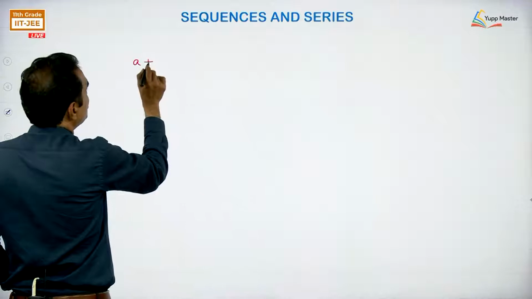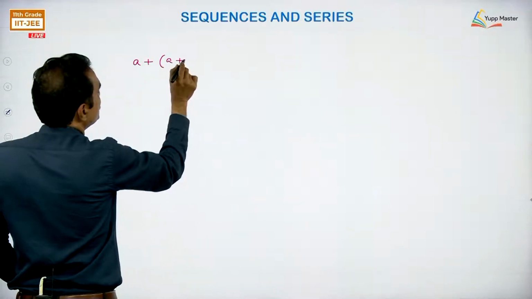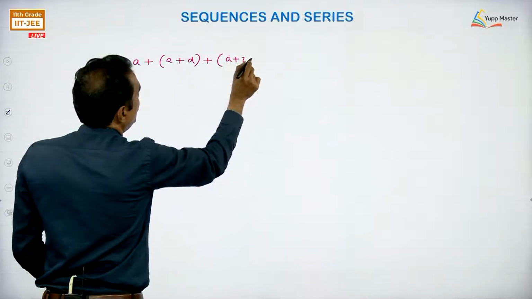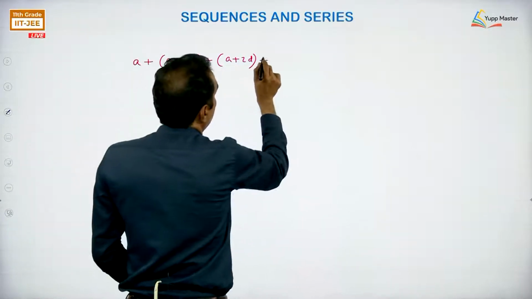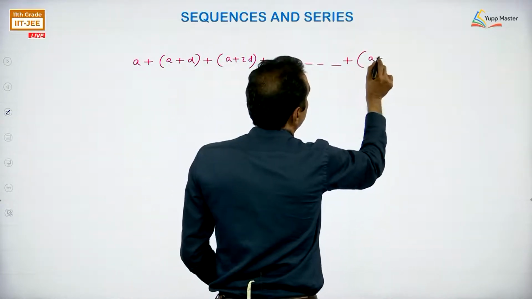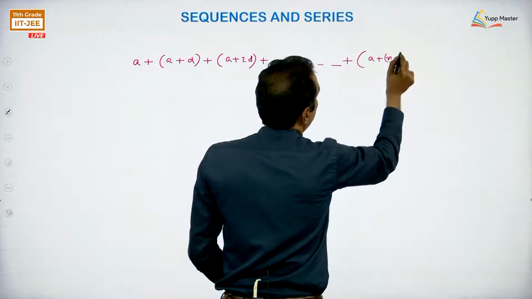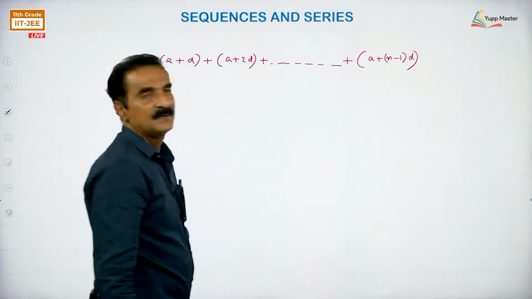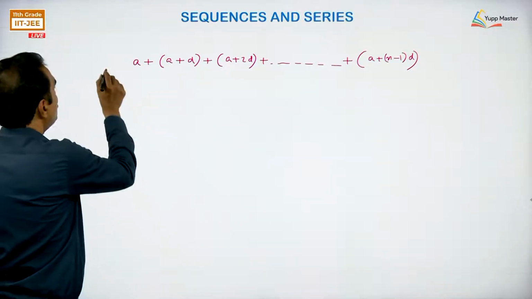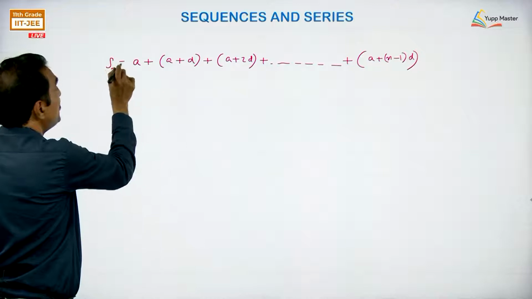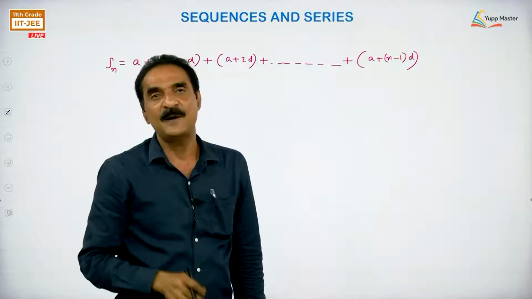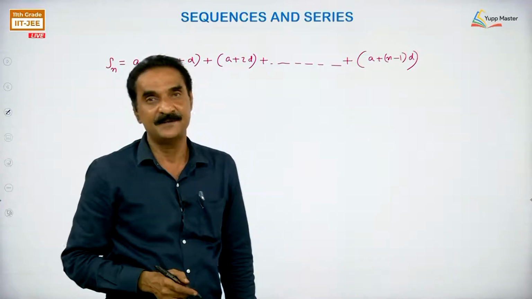The sum of the n terms of the AP is a plus a plus d plus a plus 2d and so on till a plus n minus 1 into d, which is the nth term. I have written the first n terms of the arithmetic progression. Now I want the sum of the n terms denoted by Sn. Sum of n terms of any series is denoted by Sn, capital S suffix n, right.